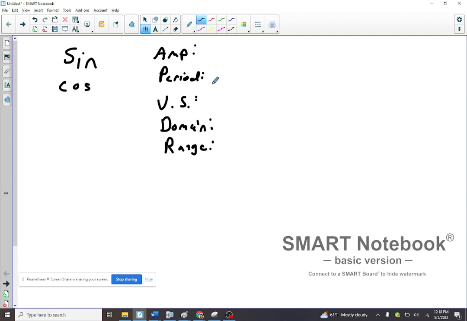Okay. So standard wise, this is like a blank sine, just sine x. This will have an amplitude of 1, a period of 2 pi, a vertical shift of 0, a domain of all reals, so negative infinity to infinity. Is there no horizontal shift? I will not have that on your test. We did learn it, but I'm not putting it on your test. And the range is -1 to 1.